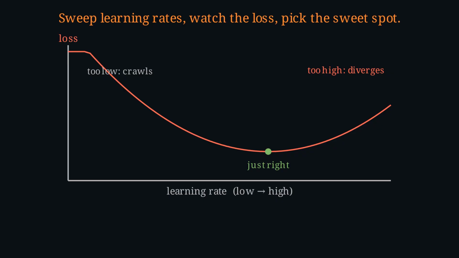If it's too low, learning crawls. If it's too high, the loss bounces around or blows up. Somewhere in between is a sweet spot, the lowest point of this valley. We pick a rate near there.